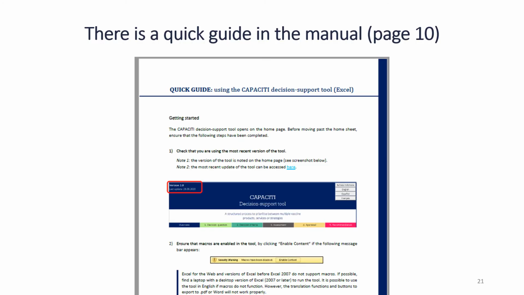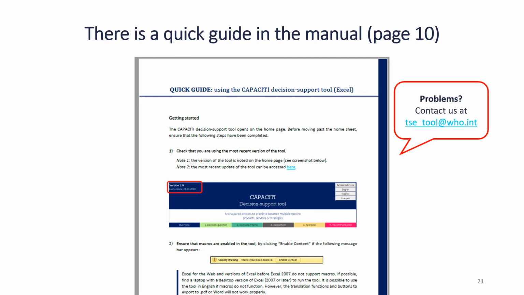We have now come to the end of our two-part webinar. If you want more information, or if you ever get stuck, you can refer to the CAPACITI Decision Support Manual. And you can also write us an email at tse_tool@who.int. We will be happy to help.